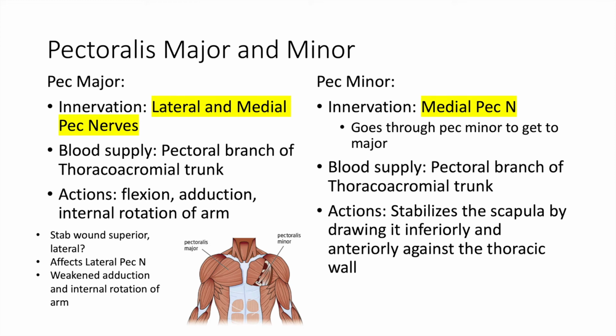Pec minor is actually attached to the scapula, so it's going to stabilize that scapula by drawing it inferiorly and anteriorly against the thoracic wall, keeping that in place. So let's say I get a stab wound. I get stabbed more superior and lateral. So I'm thinking, okay, it's lateral, superior. That's going to affect my lateral pectoral nerve. So I'm not affecting pec minor. So what actions do I do? I'm going to have a weakened adduction and internal rotation of the arm. There's a bunch of muscles that flex my arm, so I'm good.